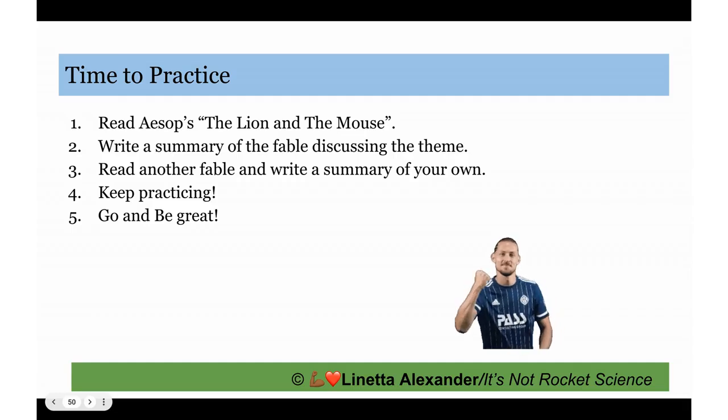This is what I think would help you learn this. Go back and read Aesop's The Lion and the Mouse so you can understand what that one was about, then write your own summary discussing the theme. Go ahead and read another fable and write a summary of your own. And you got to keep practicing. Don't let this be one and done. Every time you read something or even watch a movie or a show, write a summary of it if you really want to get better at it.